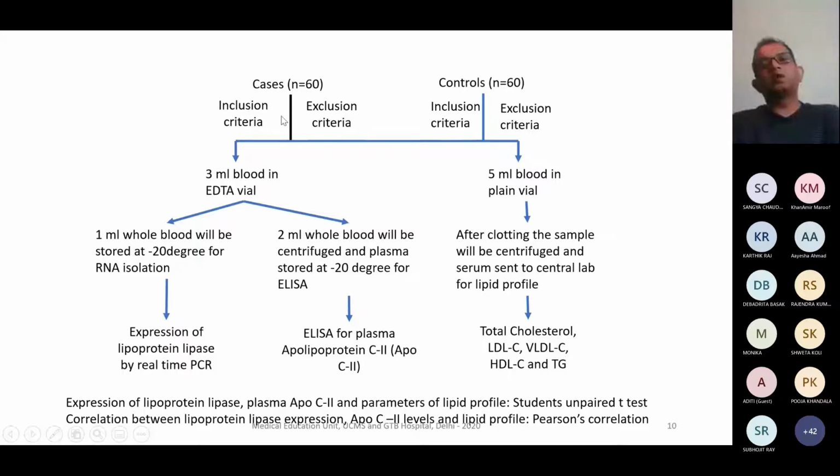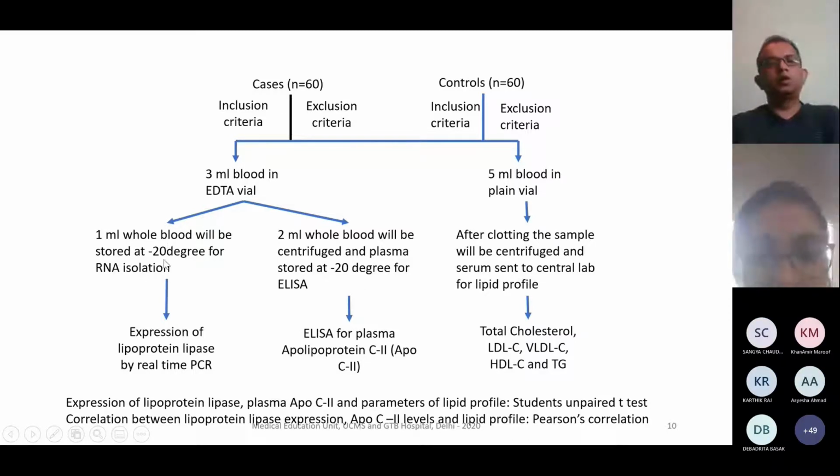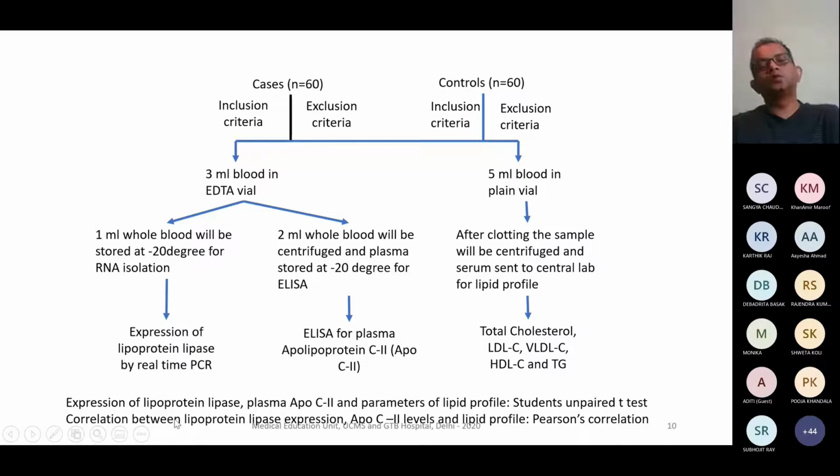So this is an example, where you have a case control study, which is studying the expression of lipoprotein lipase and lipoprotein C2 and the lipid profile. So you will have to clearly say how much blood you will take, 5 ml blood for clotted blood for this estimation, 3 ml for RNA isolation, and the plasma you will use for ELISA. So all these things you have to mention, and then you have to say what kind of statistical test you will use. But just by looking at this chart, you have a fair idea of your material and methods section.